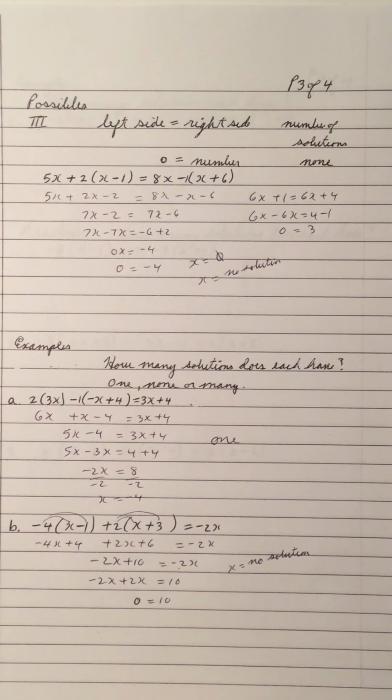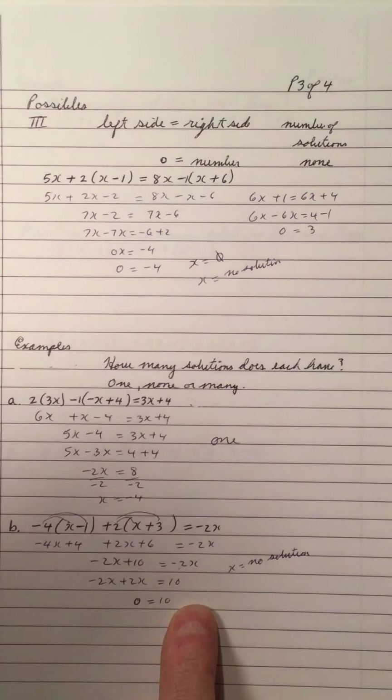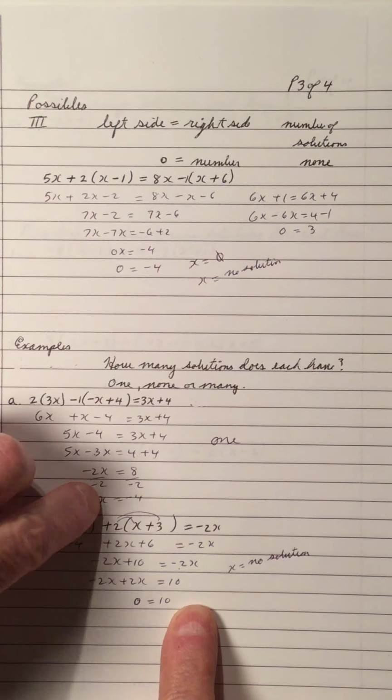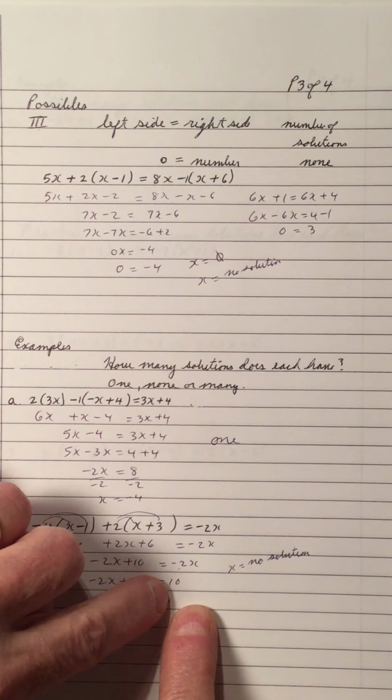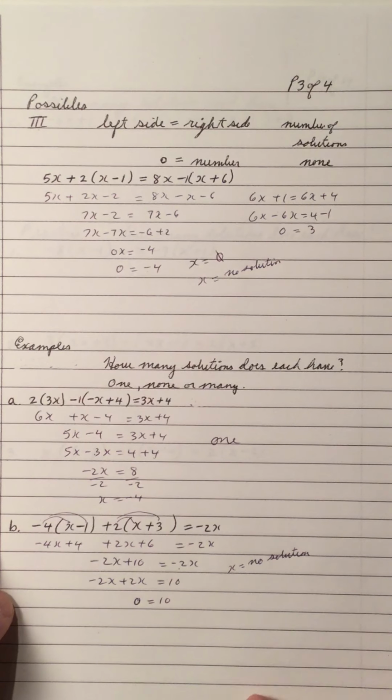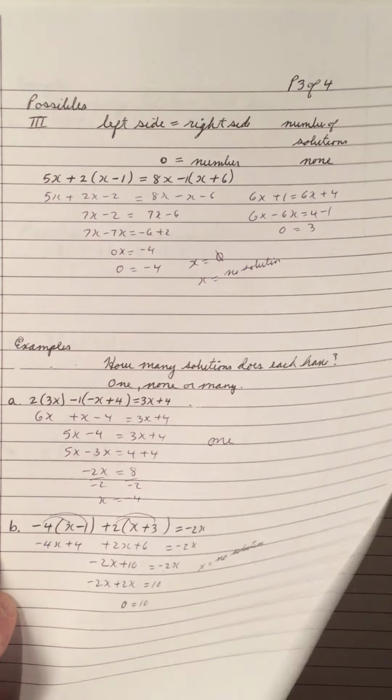Notice I solve it for x, I put the x's on the left, I put the numbers on the right, and that means if I do that consistently, I'll get x equals a number, or I get 0 equals a number. And the next situation, we got a 1 and a none. Guess what the next one is going to be? You'd say, oh, I think it should be many.